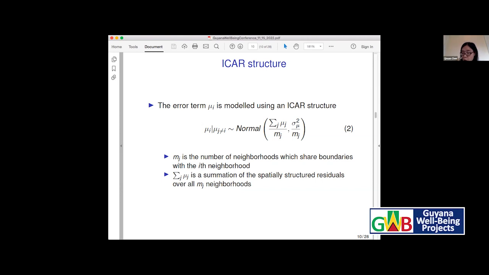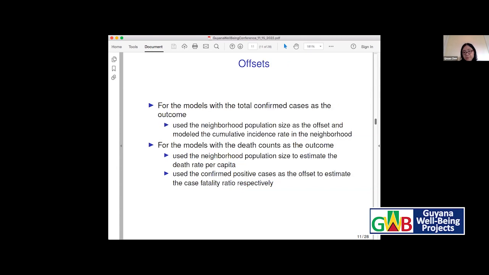I will skip the other notation because it would be too much if you don't have a statistics background, but this shows the idea of how we account for neighborhood spatial correlation. We added this error term to allow the effect of my neighborhood to be similar to all the surrounding neighborhoods that share common boundaries. Okay. As I said, the counts of each neighborhood cannot be directly compared because they depend on different populations.